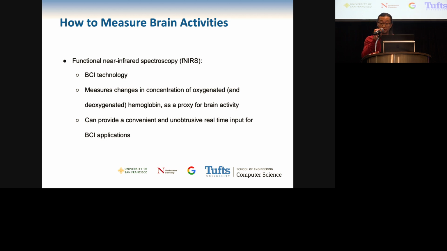First, I want to introduce NIRS, aka Functional Near-Infrared Spectroscopy. It measures the changes in oxy and deoxyhemoglobin. By monitoring the changes, we can infer users' mental workload dynamically. This technology provides a convenient real-time input for BCI applications.